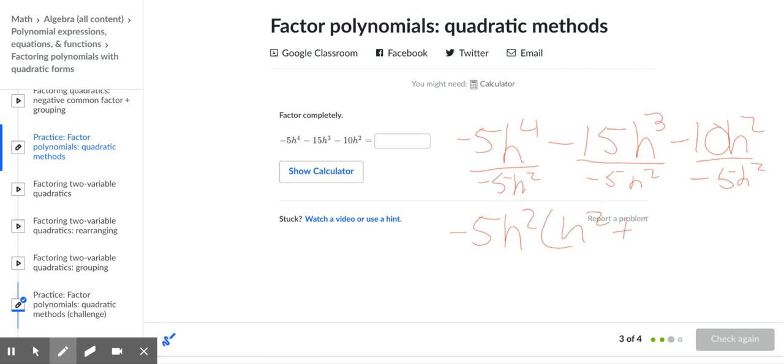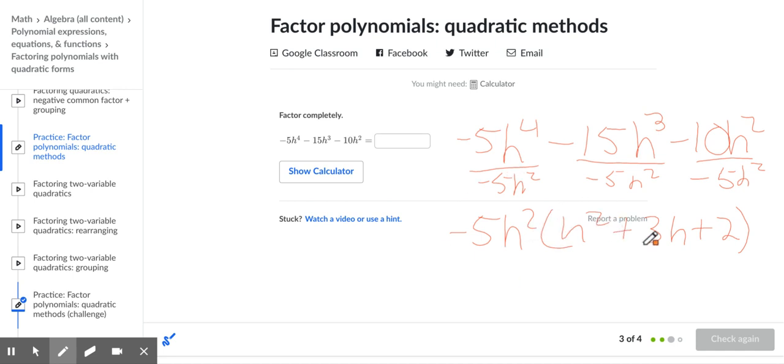So I have +3. And then h cubed divided by h squared, 3 minus 2 is 1, so that's just h to the 1, but you don't have to write the 1. Then we have -10 divided by -5 is +2. And h squared divided by h squared is just 1, right? Everything cancels, so I don't have to write that either. So it's just 2. And this is what I have after I've factored out that greatest common factor.